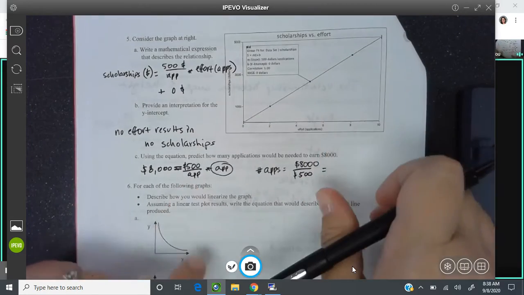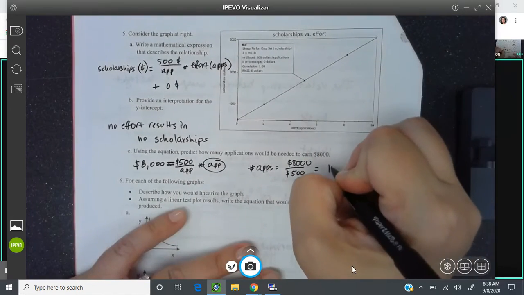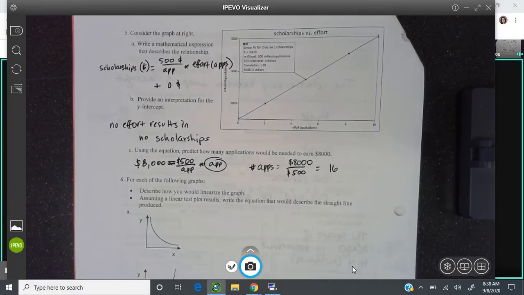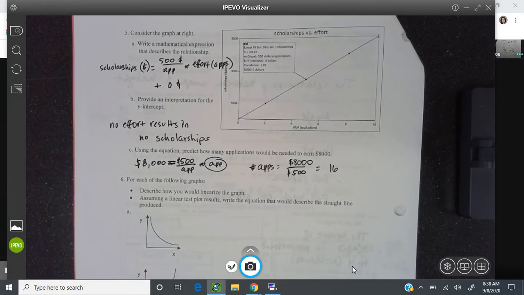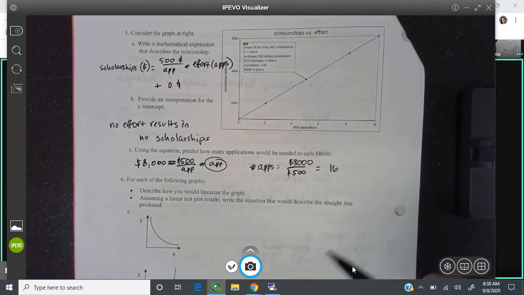And we get 16. You need to do 16 applications to get $8,000. When I went to college, that would have paid for Wright State for a year. I'm not sure what it is now. I think it's a little more.